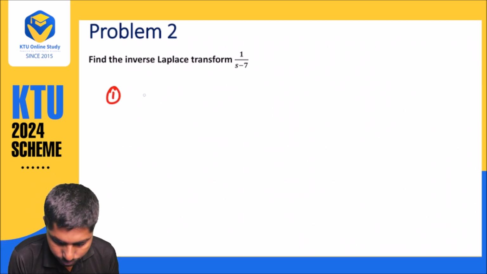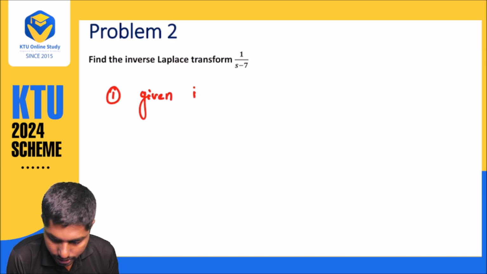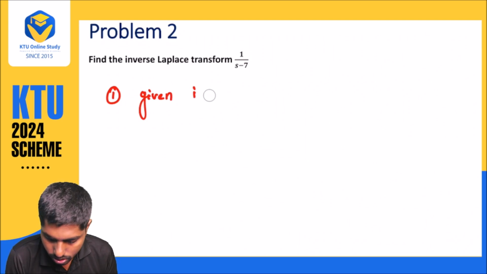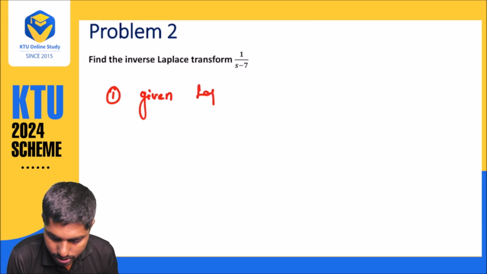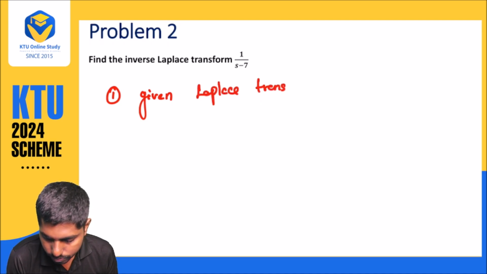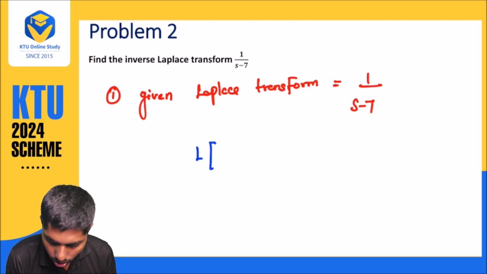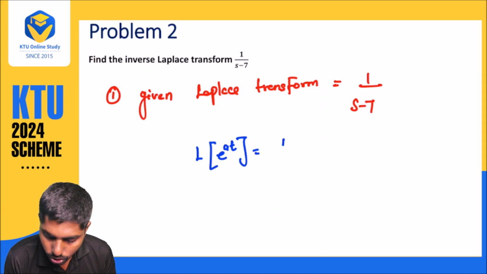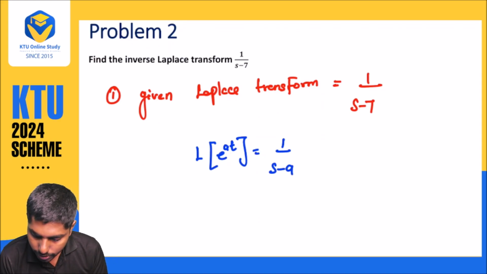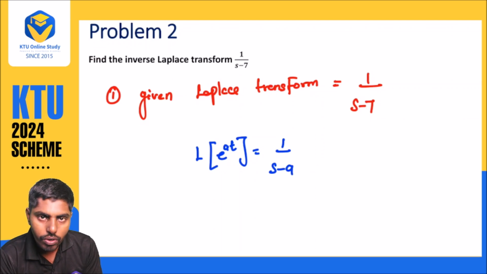First thing, given the inverse Laplace transform of 1 by x minus 7. So what is the formula? We know L of e power at is equal to 1 divided by x minus a. This x minus a will come only for e power at, no? So that's the reason I am writing x minus a. I have identified that it is the value of L of e power at.